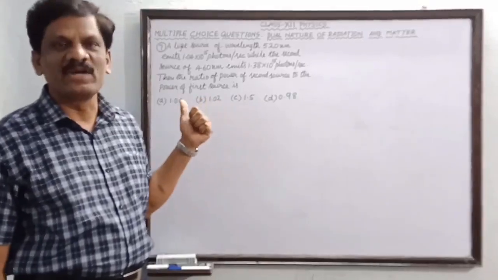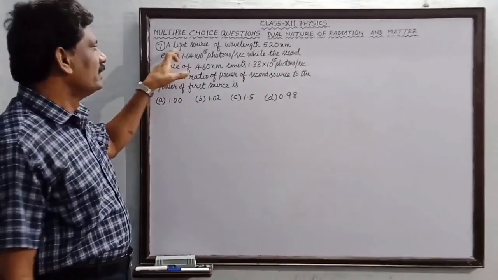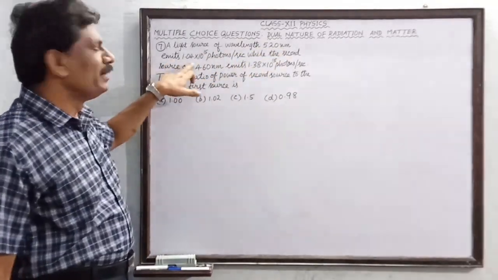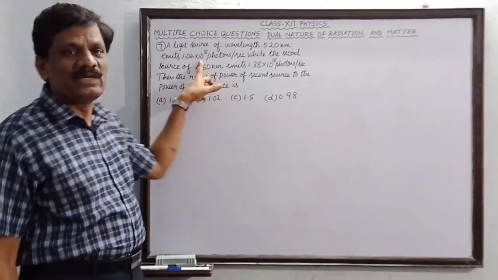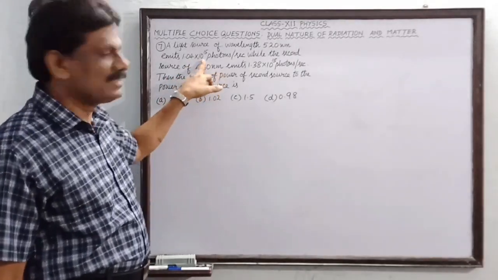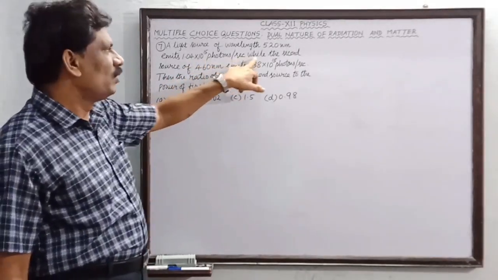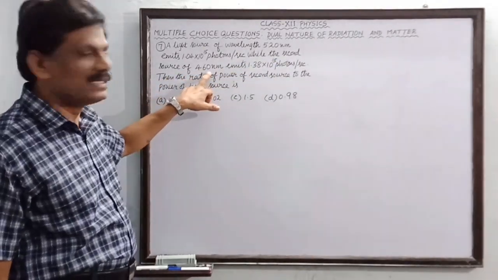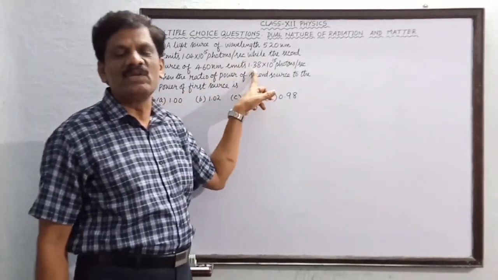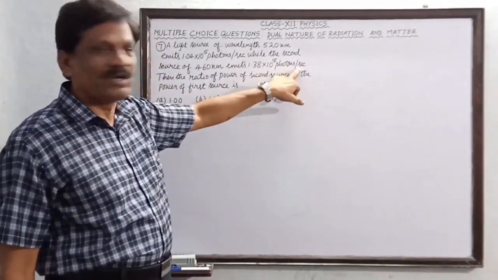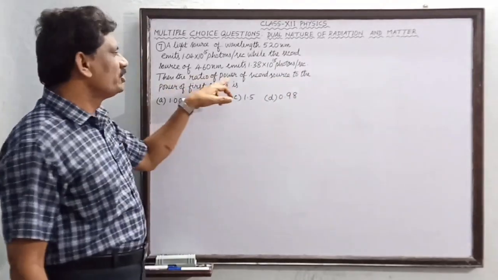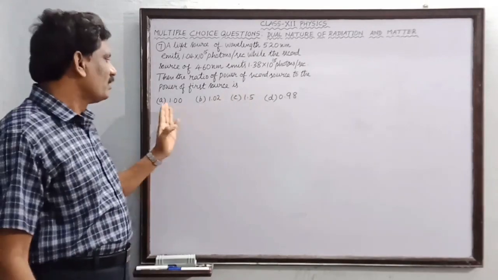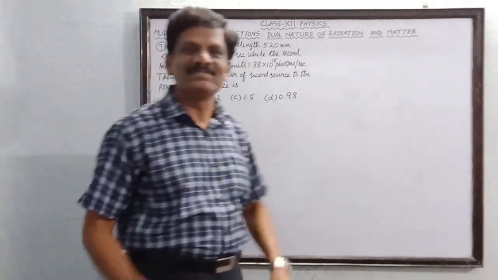Now the seventh question we are going to solve, my dear students. A light source of wavelength 520 nanometer emits 1.04 into 10 power 15 number of photons per second, while the second source of wavelength 460 nanometer emits 1.38 into 10 power 15 photons per second. Then the ratio of the power of the second source to the power of the first source is. What is the option we have to find out?